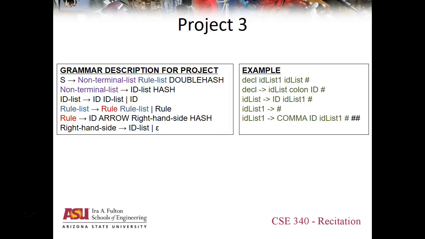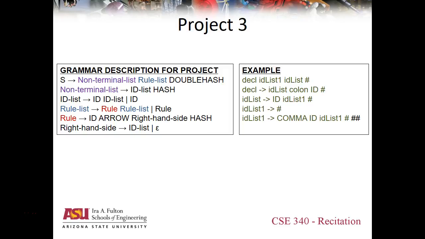So your non-terminal list comes down and you can have an ID list and it's ended by hash. And then hash is more like end of line, and double hash is end of file. Yes, exactly. So the actual new line character is irrelevant. And if we get to it, I have an example.